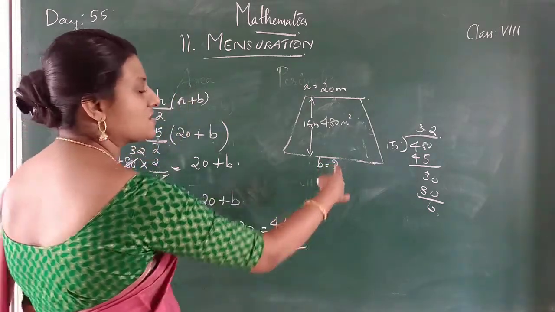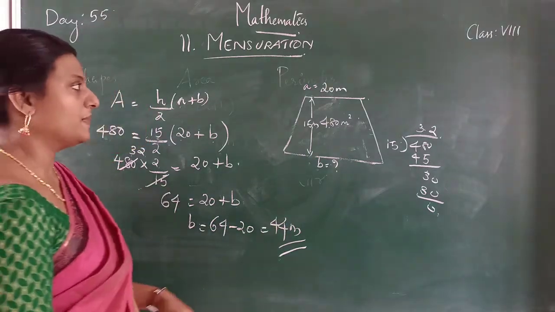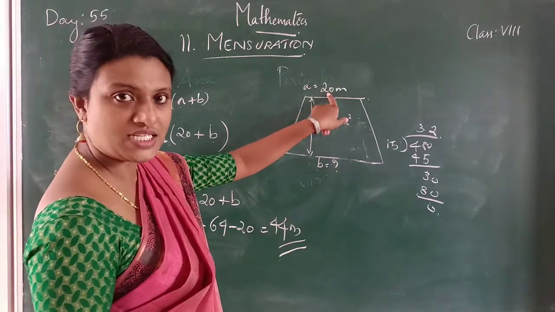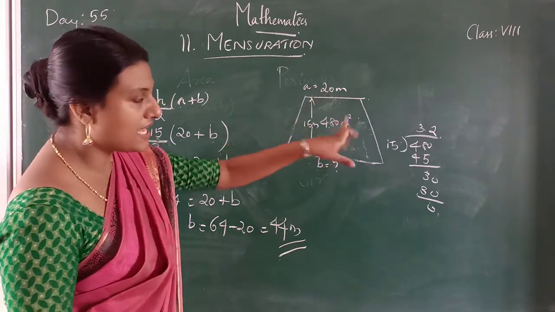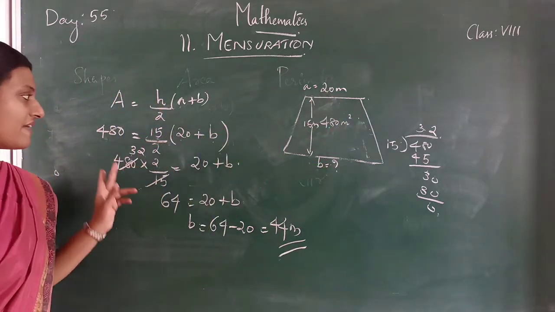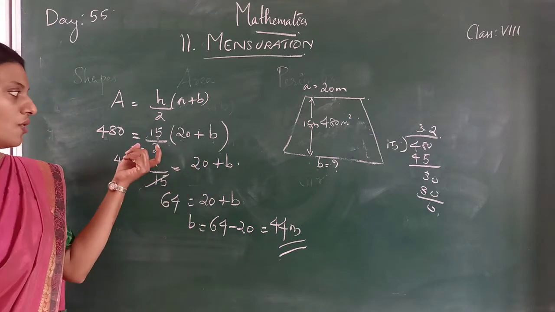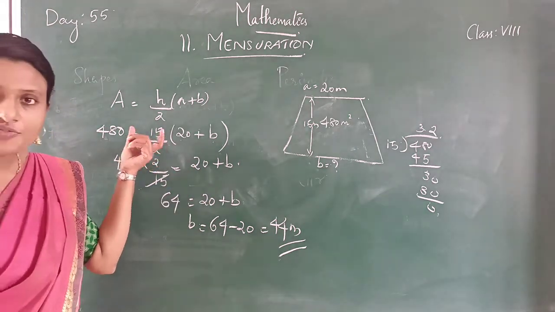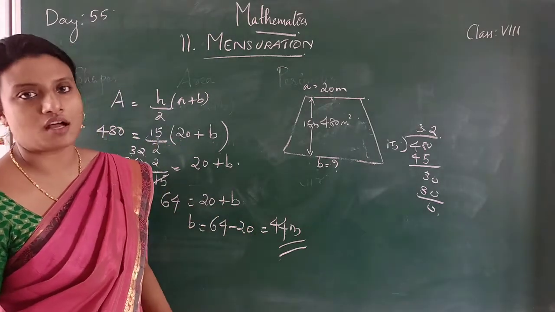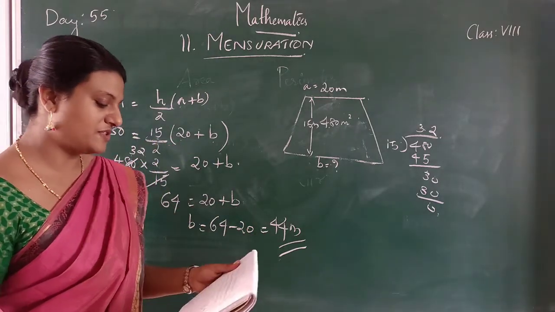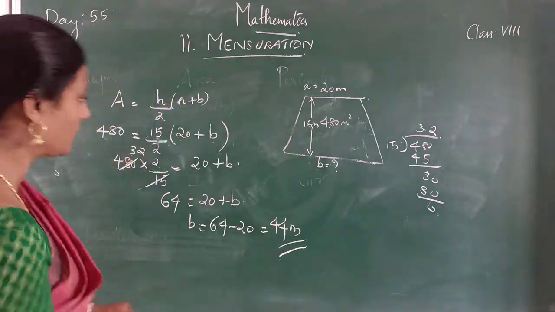So the length of the other parallel side is 44 meter. The first parallel side is 20, that is our A. The distance between the parallel sides is 15 meter, and the area is 480. Substitute the values, then take 15 by 2 to the other side as 2 by 15. So this is the first problem, now one more problem.